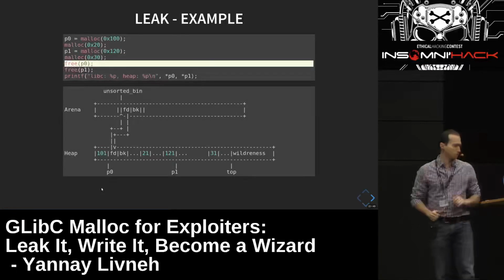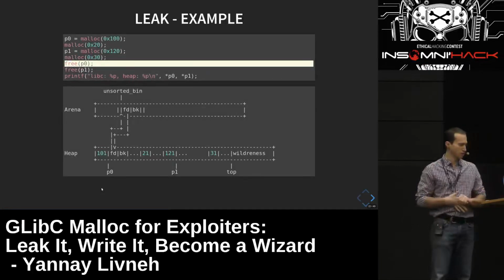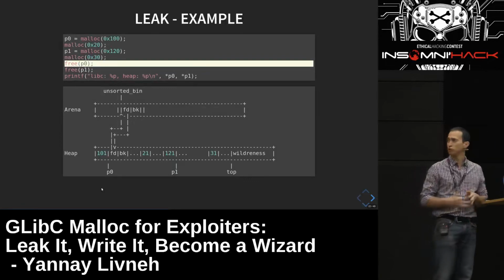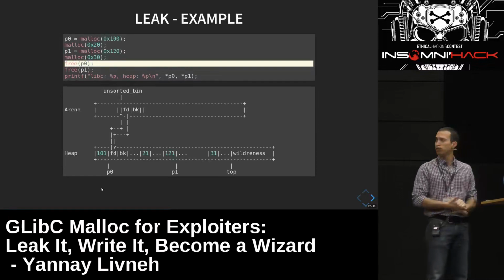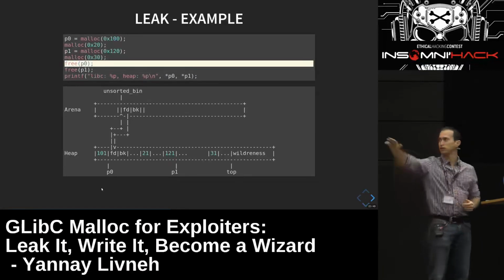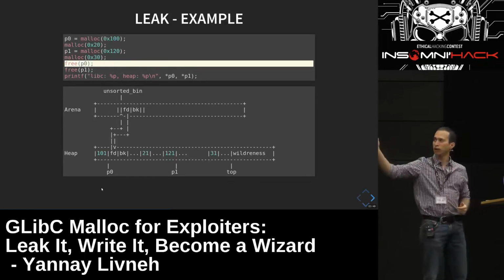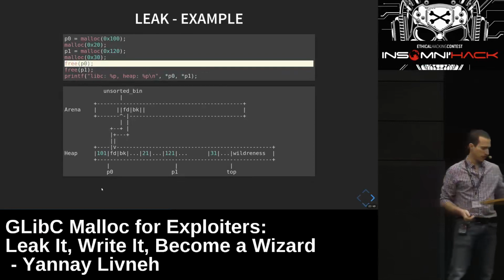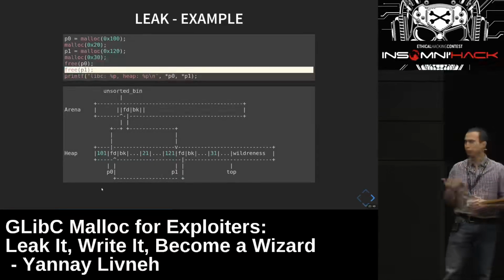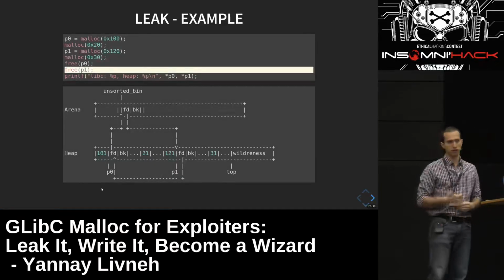When freeing P0, we put it in the unsorted bin. This is in GLibC 2.24. Most examples will be on GLibC 2.24, unless I say otherwise. So in this case, you free P0 and it goes into the unsorted bin. You can see a circular linked list where the FD points to P0 and P0 points back to the unsorted bin. Then we free P1 and we also insert this one into the unsorted bin.